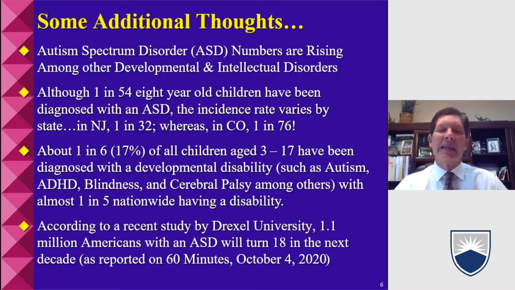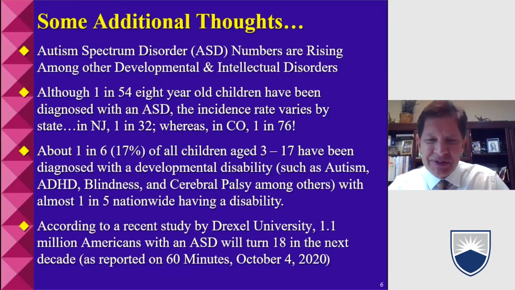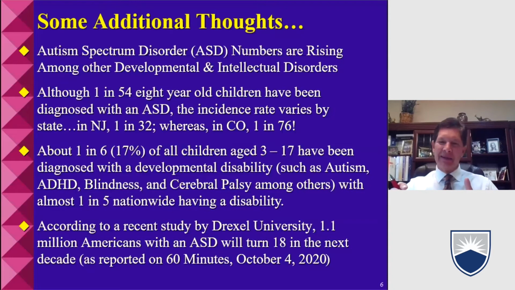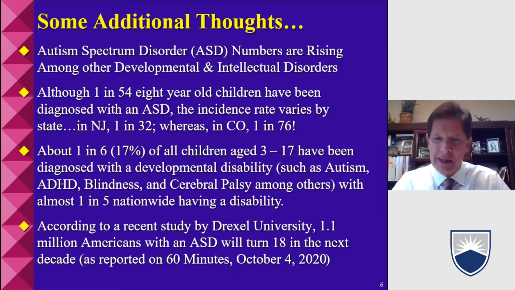According to a recent study by Drexel University, 1.1 million Americans with an ASD will turn 18 in the next decade. How are we as a society going to work with these people, help these families? And that was just published last month.